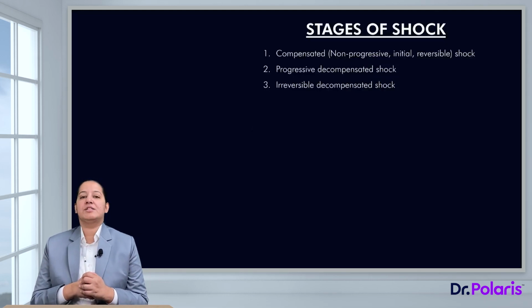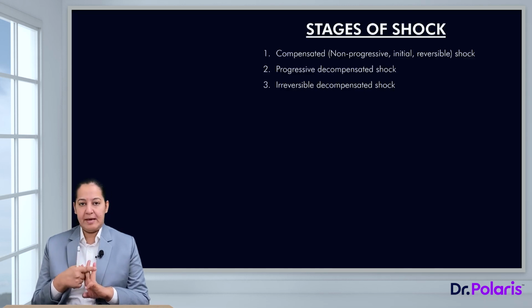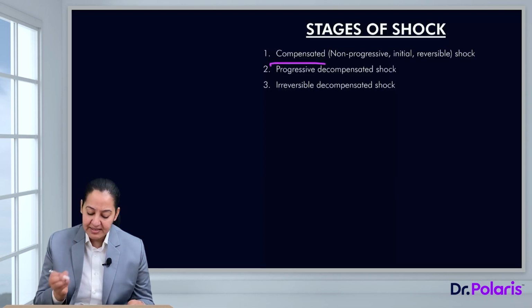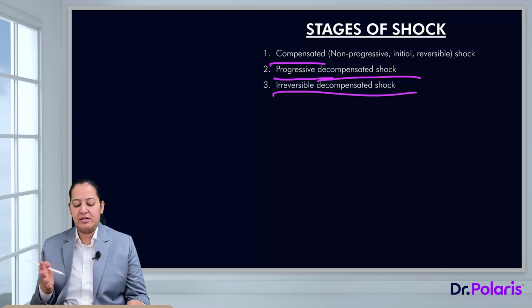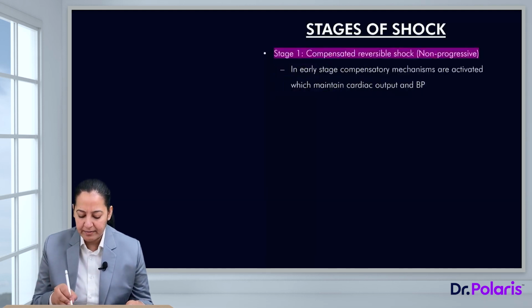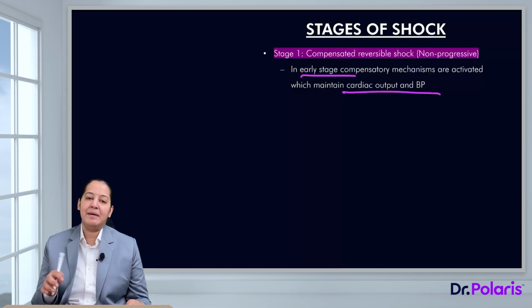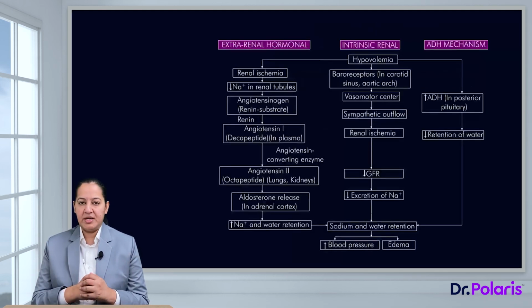Now coming to the stages of shock. Whether hypovolemic, cardiogenic or septic, we have discussed the pathogenesis of all three types of shock individually. In all of them, three stages are there. The first stage is compensated. The second stage is non-progressive decompensated stage. And third is irreversible decompensated stage. The compensated stage is the early stage where the cardiac output and BP are maintained because of compensation. What is the compensation? You can see it in this flow chart.